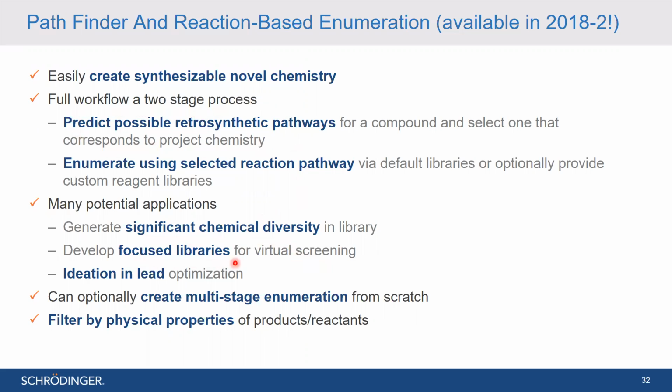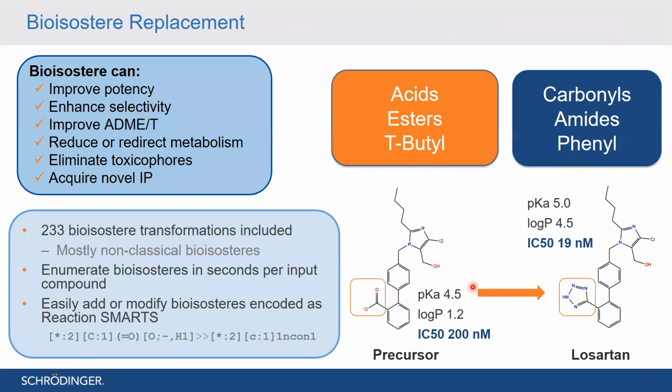Focused means the generation of a library that is not really random, but is very much related to your particular interest based on your synthetic scheme. So we can use all this information to generate a library. We call it reaction-based enumeration. Then the next methodology that comes into the picture is bioisostere replacement.